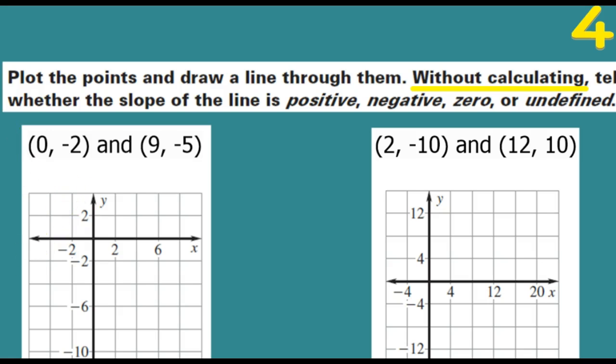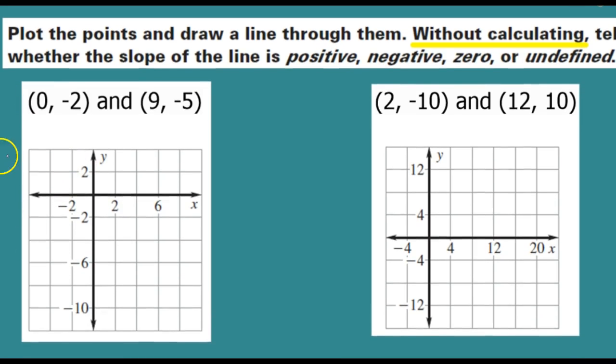Now it's asking us to plot some points and tell whether it's positive, 0, negative, or undefined. If we're going to plot these points, this is our x and this is our y. Same over here, this is our x and that's our y. So 0, negative 2 is our first point. 9, so 2, 4, 6, 8, 9. Negative 5, 2, 4, about right there.